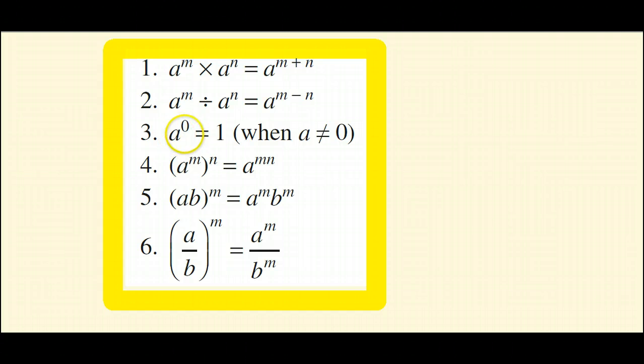Just note with the 3rd index law that a to the power of 0 always equals 1, whatever a is, but a can't be 0. Okay, so it'll be true for every situation, whatever a is, but not when a equals 0. That's going to stuff it up.